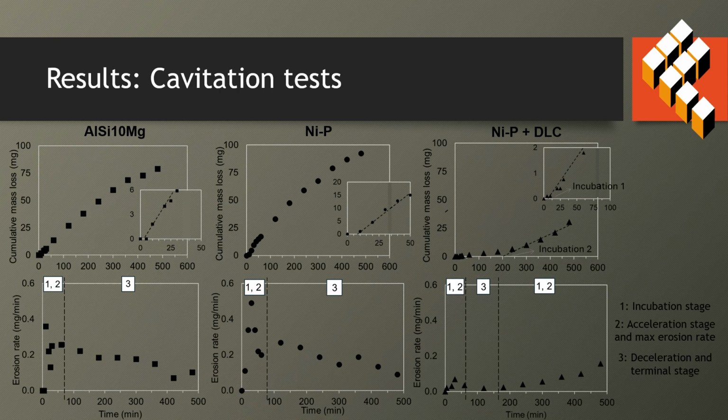In this slide, the cumulative mass loss and the erosion rate as a function of time are reported, allowing the determination of the characteristic stages of cavitation damage. First, the incubation stage, where the erosion rate is negligible, corresponding to the accumulation of plastic deformation preceding significant material loss. Then, the acceleration and maximum erosion rate stage, and finally, the deceleration and terminal stage.